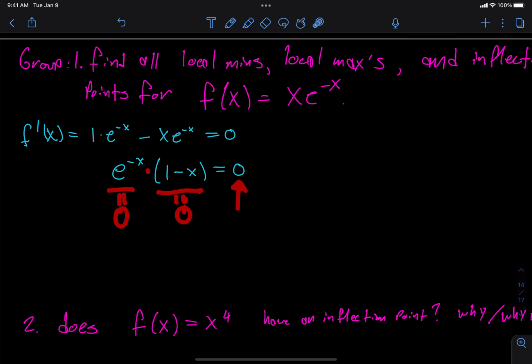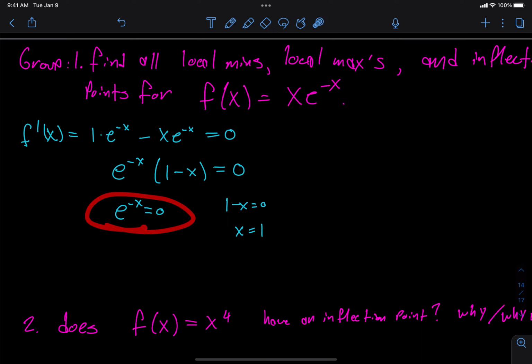And here's where I think a lot of people ran into trouble. You think, well, we just take each of them and set them equal to 0, right? 1 minus x equals 0. Well, this one's easy. We just get x equals 1. What about this equation? Well, this equation, it turns out it doesn't have any solutions. And you can see this in two ways.